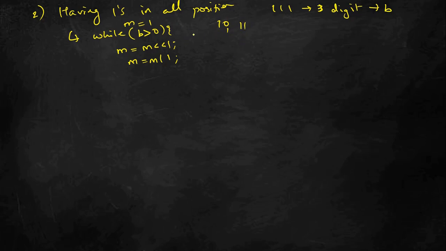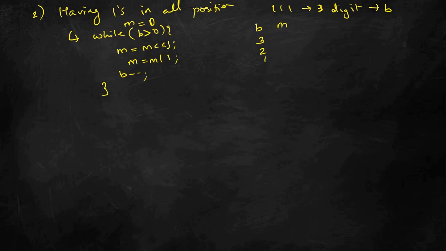Then again I will do a left shift by 1, so this will again become 1 1 0, and I am ORing, it will become 1 1 1. So here I will do b minus minus. So I will continue this until b is greater than 0. So initially m will start with 0, and then we will left shift m by 1 digit. So b will be 3, 2 and 1, and here m is initially 0.